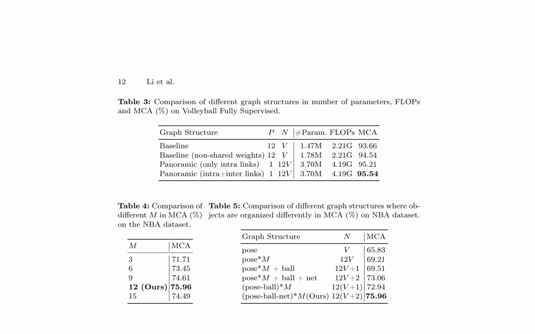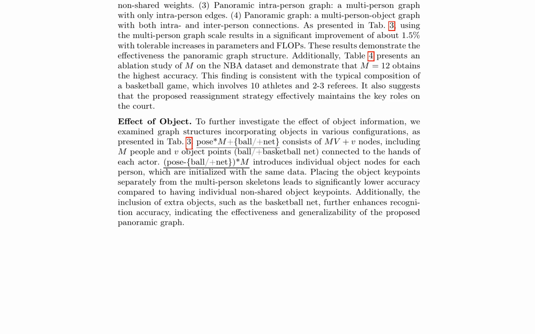Additionally, the effect of object information is examined, and the results, presented in Table 5, show that incorporating object keypoints into the graph structure leads to significantly higher accuracy, and that placing object keypoints separately from the multi-person skeletons results in lower accuracy. The panoramic graph structure, which includes both intra- and interperson connections, is shown to be effective in capturing the relationships between people and objects in the scene. The results demonstrate the effectiveness and generalizability of the proposed panoramic graph, which can be applied to various graph-based human action recognition tasks.